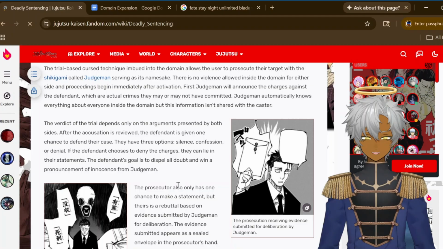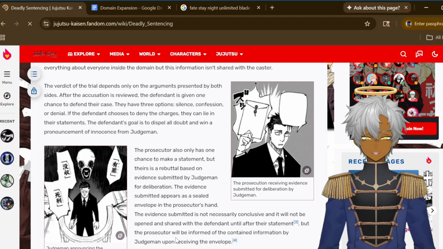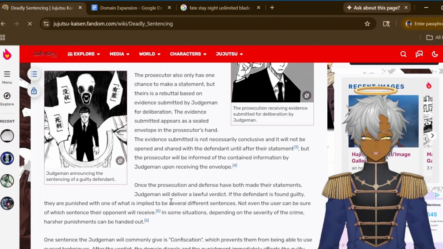But anyway, the prosecutor only has one chance to make a statement, but there is a rebuttal. Theirs is a rebuttal based on evidence submitted by Judgeman for deliberation. The evidence submitted appears as a sealed envelope in the prosecutor's hands. The evidence submitted is not necessarily conclusive and is not opened or shared with the defendant until after their statement, but the prosecutor will be informed of the contained information by Judgeman upon receiving the envelope. Once the prosecution and defense have both made their statements, Judgeman will deliver a lawful verdict.